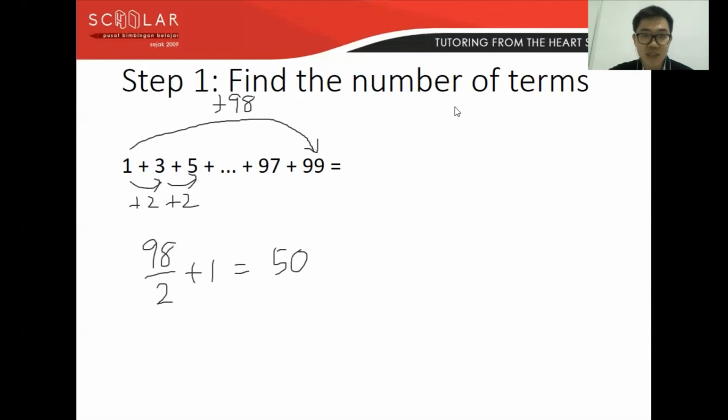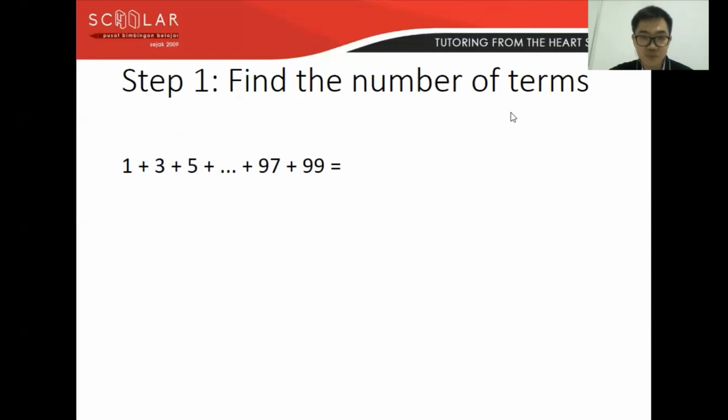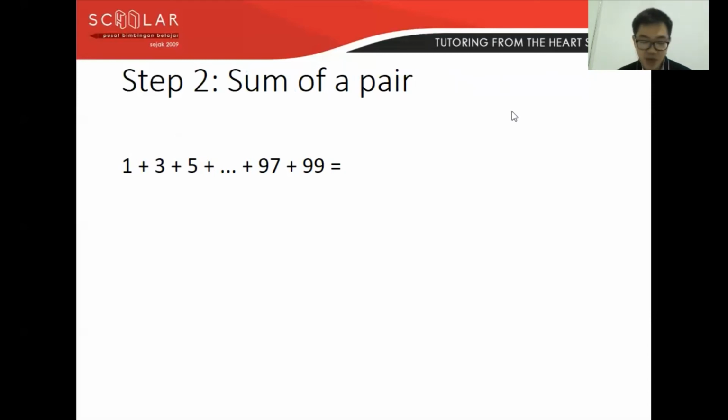Let's go to the second step. Now, the second step is actually the easier step. The sum of a pair. The sum of a pair means when we pair the first and the last number, what is the answer that we get? So in this case, 1 plus 99 will give you 100.